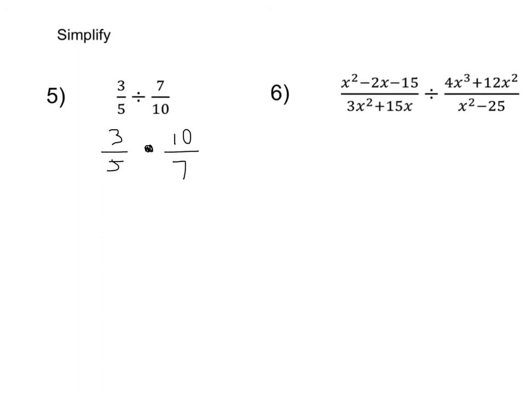Now we can just use the same technique we've been doing. This is 3/5 times, let's factor the 10, that's 5 times 2. So this would just be 5 over 5 times 3 times 2 over 7. Here again we have that 1. So it's 1 times this, and our answer is just 6 over 7.